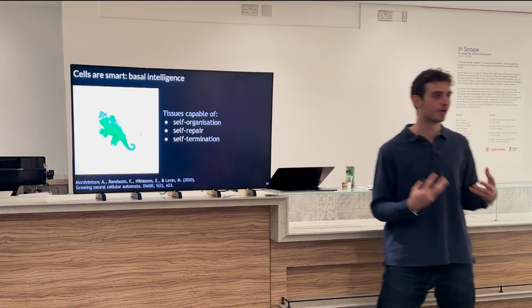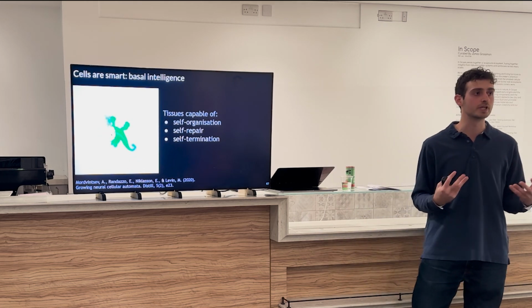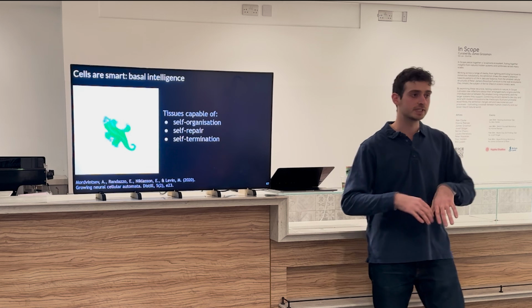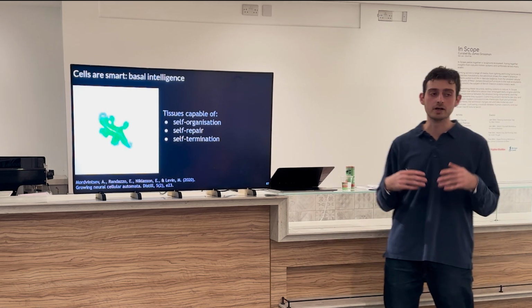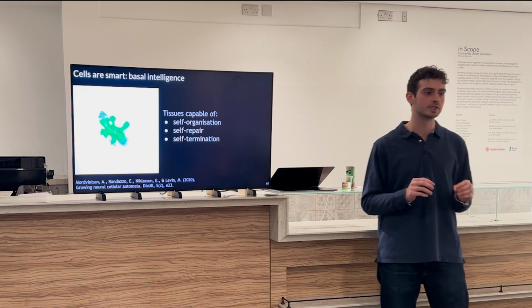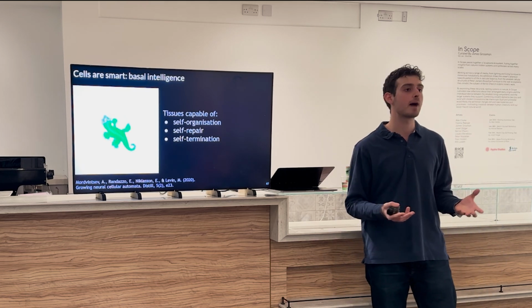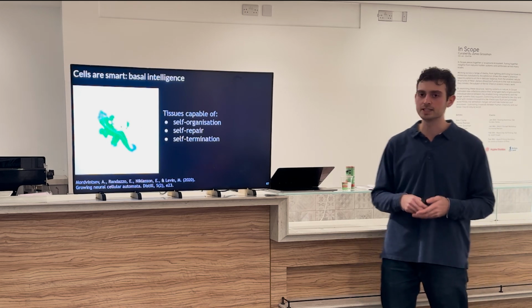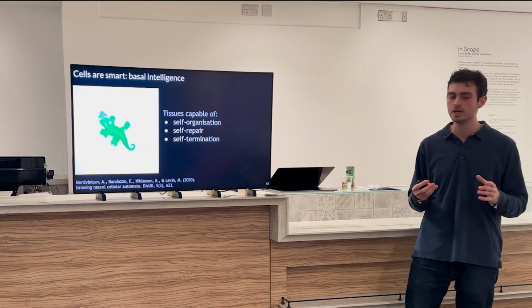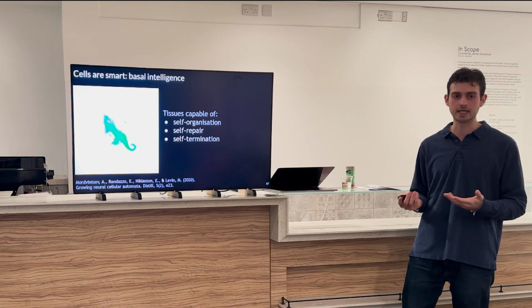So really what I'm trying to drive home through these examples is that cells are intelligent. This is what we call basal cognition or basal intelligence. Because tissues as a whole are capable of self-organizing, self-repairing, but also self-terminating, which is a very important and neglected one: knowing when to stop. Because when you don't know when to stop, that's exactly what happens with cancerous growth. That's why cells usually have a mechanism, they know when to die as well. And when that goes wrong, that's exactly what we see in cancer.